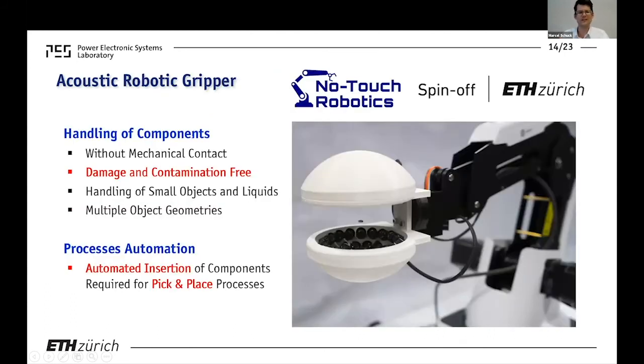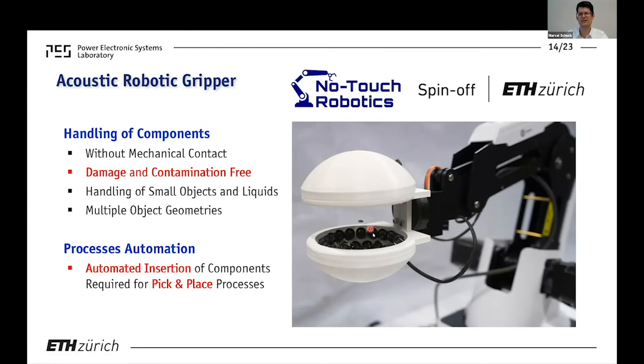So for this, we've developed a solution, and now we're making this transition to No-Touch Robotics, which is a spin-off of ETH Zurich and of the Power Electronic Systems Laboratory, where we're exploring the possibilities of handling components in a contactless way. So here you can see one of our first demonstrators. We have a rather cheap robotic arm, and then we have this gripper mounted in the front, where you can see two pole caps, with the middle of the sphere being left out. All these transducers are focused on one point.